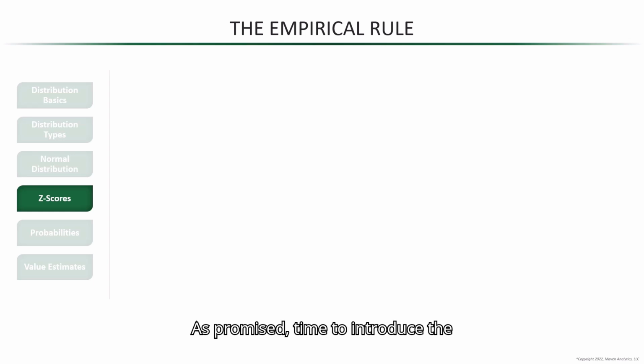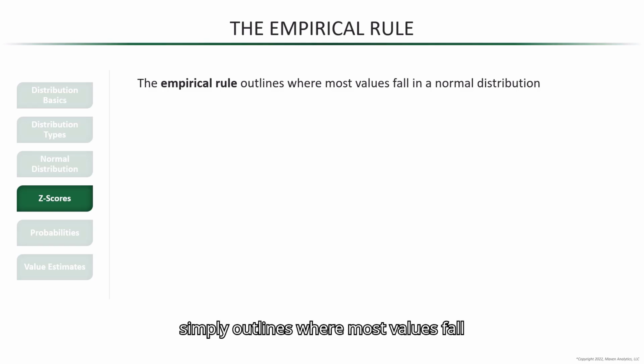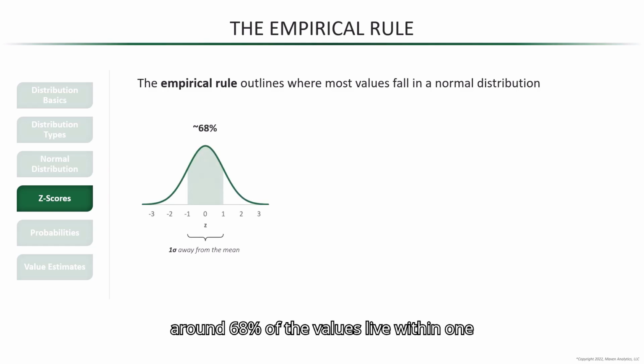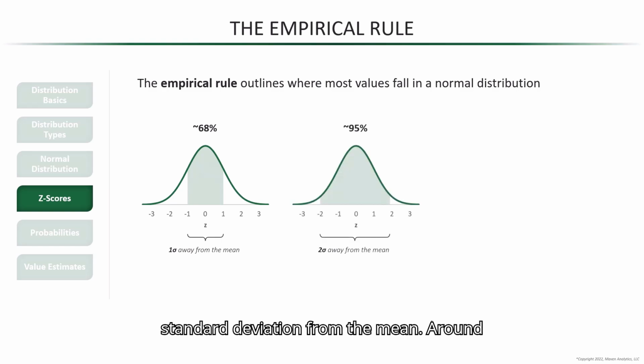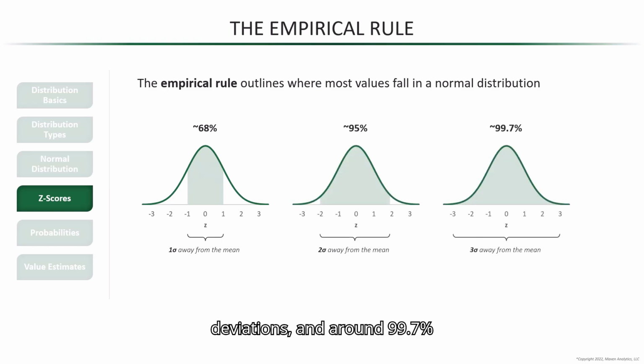As promised, time to introduce the empirical rule. The empirical rule simply outlines where most values fall in a normal distribution. So around 68% of the values live within one standard deviation from the mean. Around 95% of them live within two standard deviations. And around 99.7% of them live within three standard deviations from the mean.